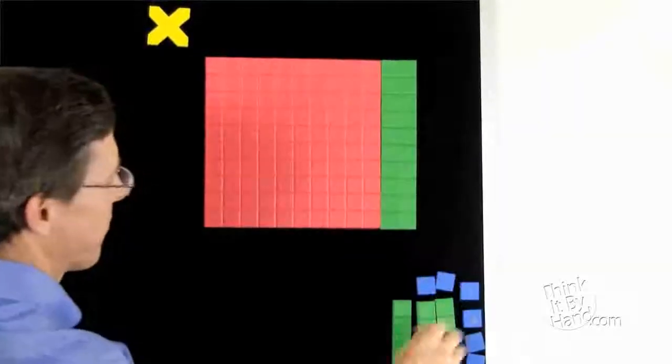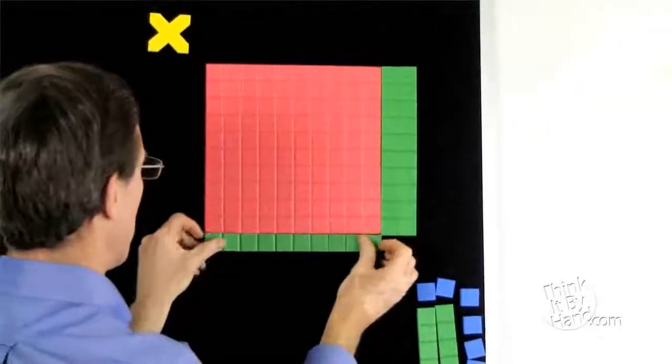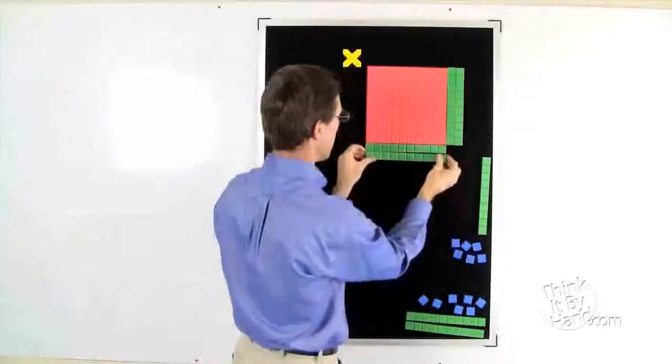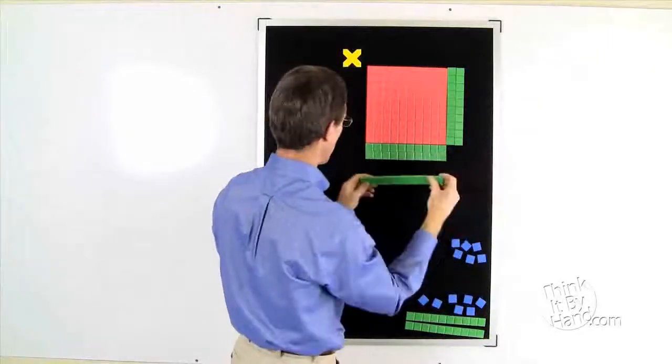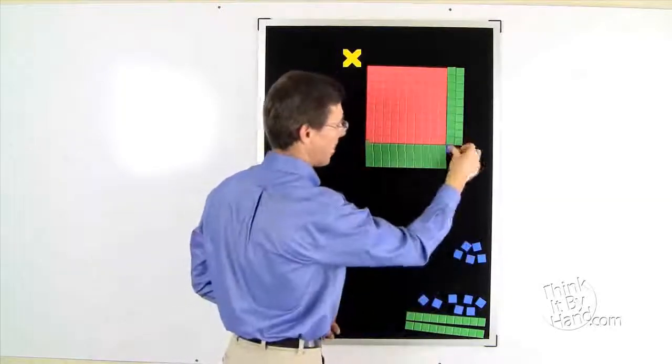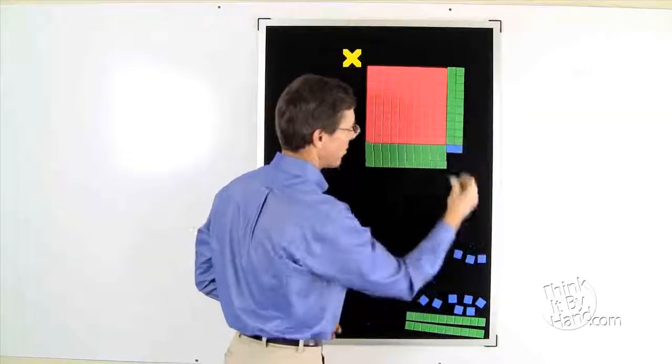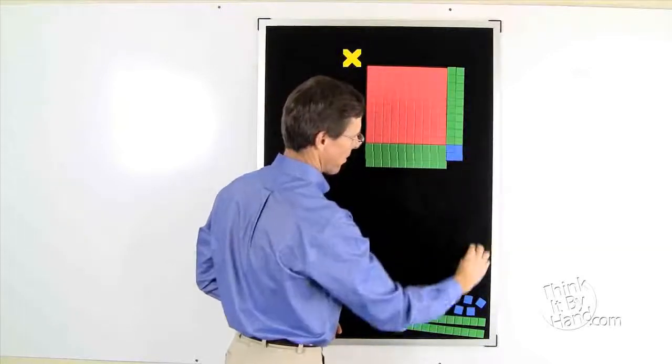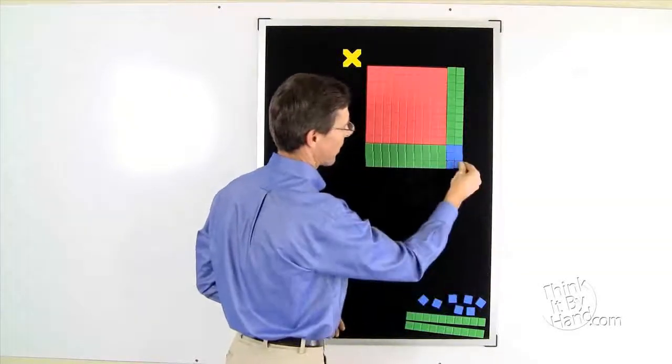We'll put 2 of our tens rods here, and at the base we'll put 3. And that leaves in the lower right corner the space for the 6 ones. 1, 2, 3, 4, 5, and 6.